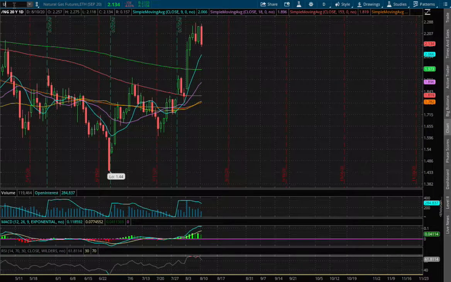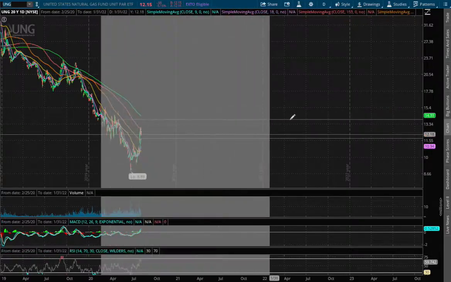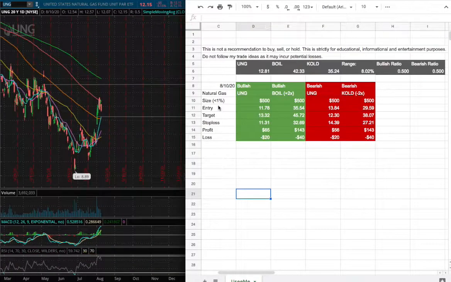So for the trade idea of the week, I'll be trading UNG, and my position size on a long position will be less than 1% of my portfolio. So my entry for UNG will be around $11.78. That is around the 9-day moving average right at this level. And my sell target for my long position is $13.32 and my stop loss is $11.31.